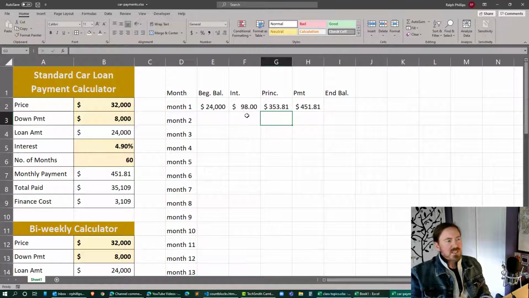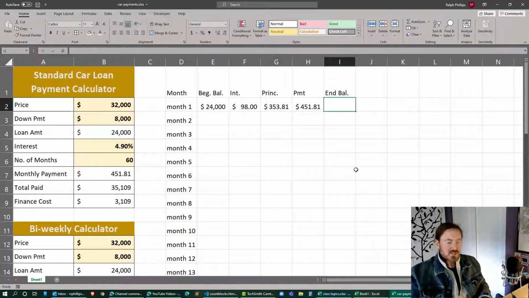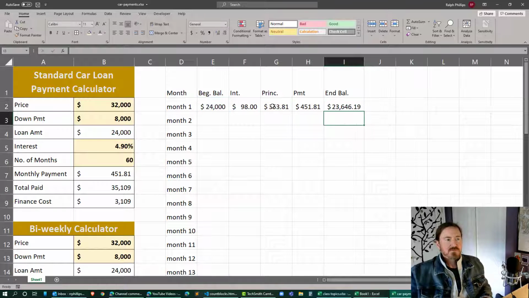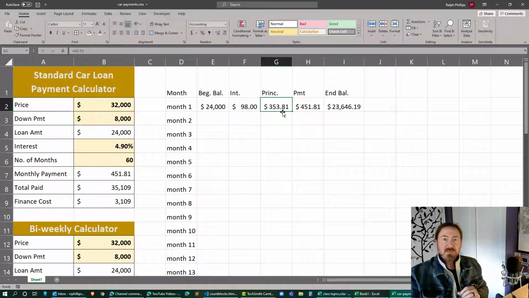What does all this mean? Well, I'm going to be paying $450 a month for this car loan. $98 goes to interest charges. $350 goes to the balance of the loan. So my ending balance is going to be equal to my beginning balance minus the amount of principal. So I'm not reducing my car loan by $450, what I paid. I'm only reducing it by the amount of the principal portion of that payment.